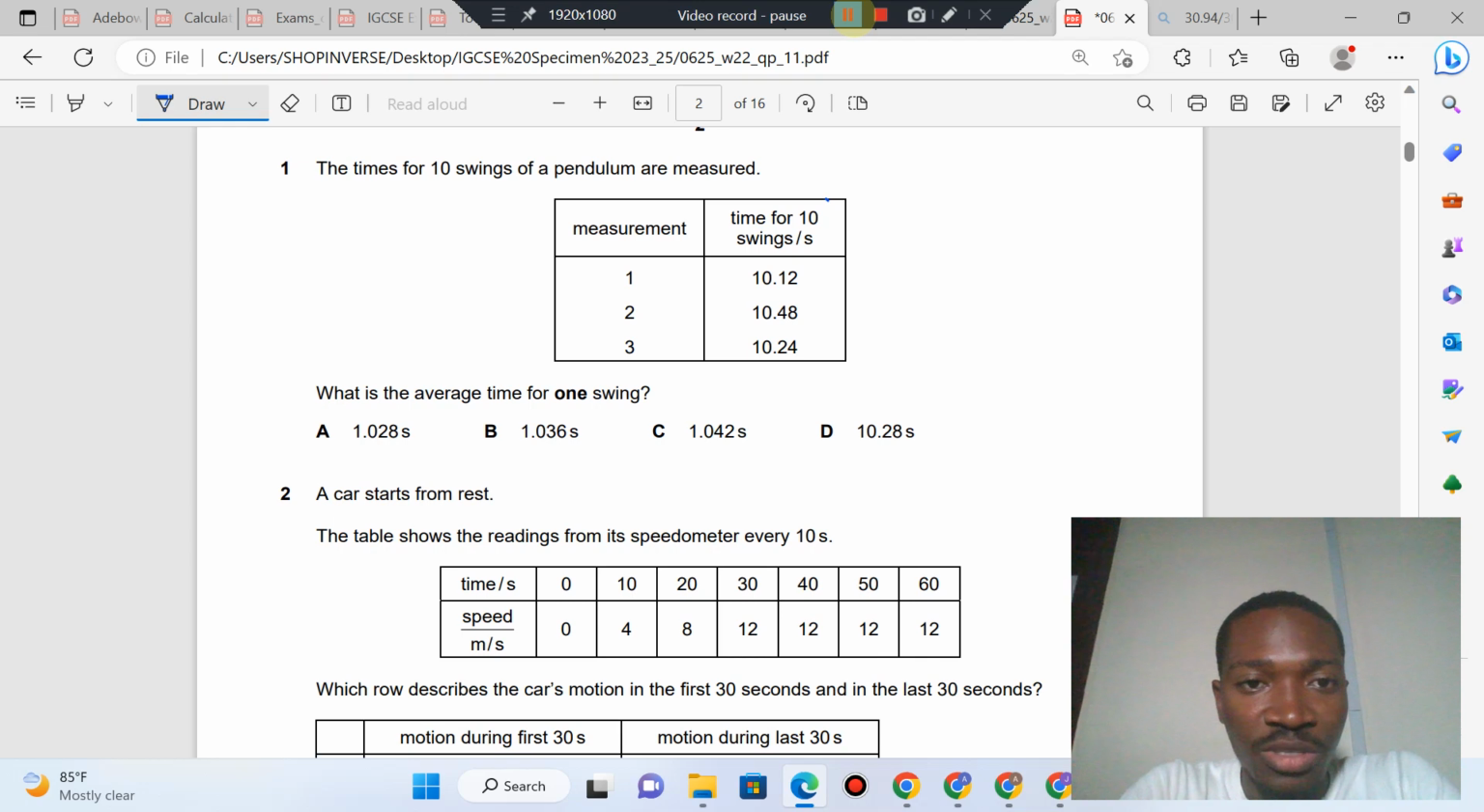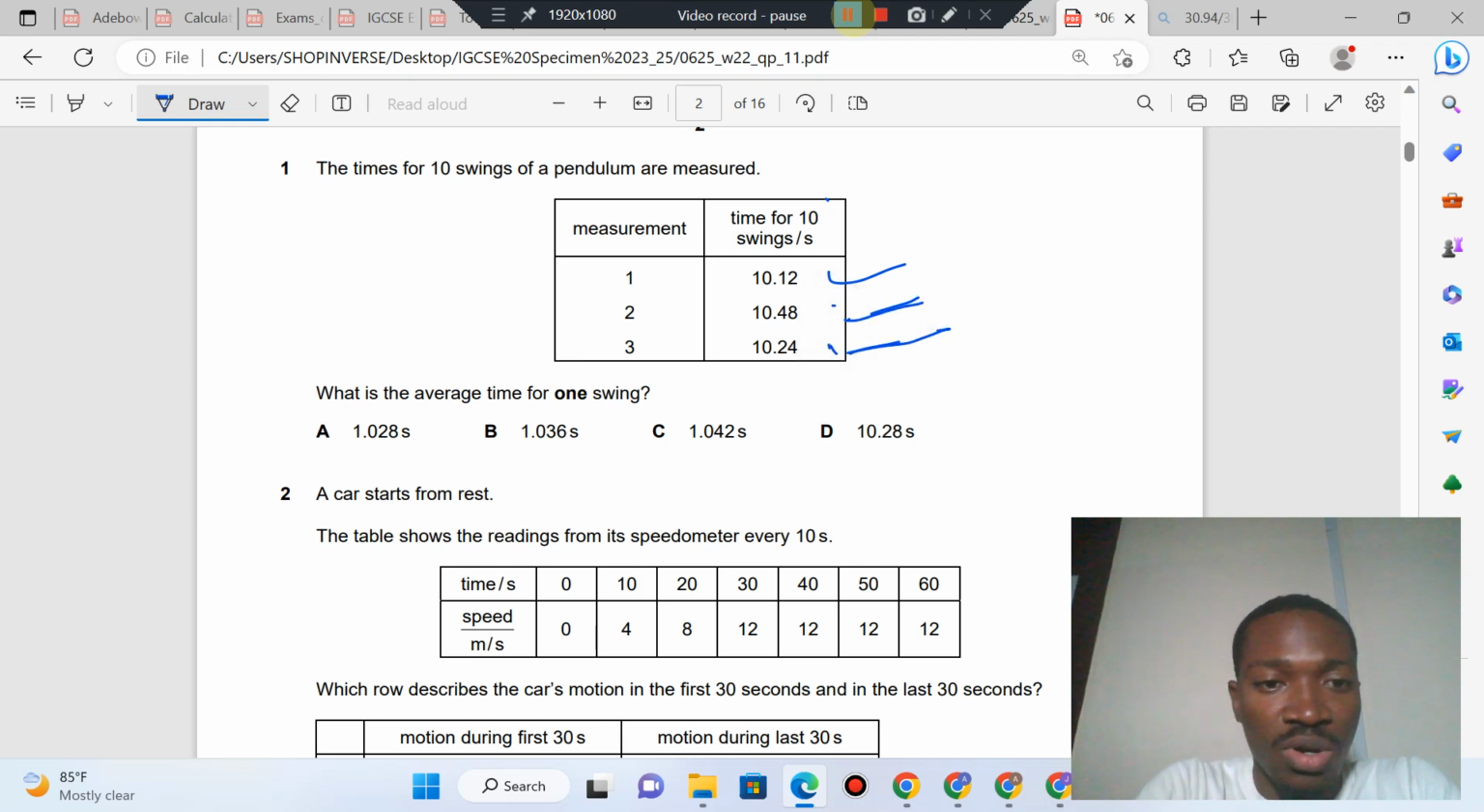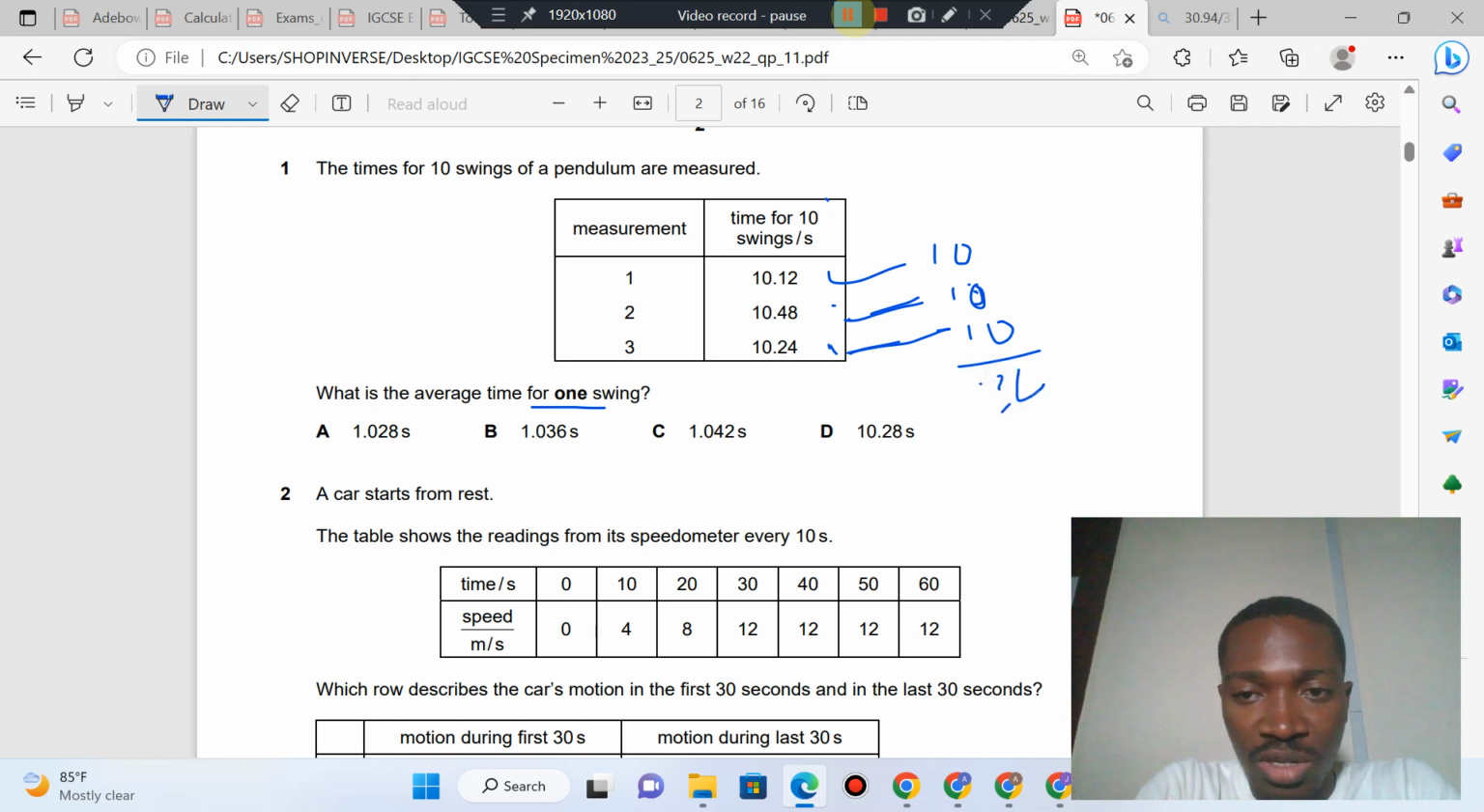The times for 10 swings of a pendulum are measured. So each of these represents 10 swings. The second one is 10 swings, the third one is 10 swings. Now you are asked to calculate what is the average time for one swing. Each of these is 10 swings, so the total for these three is 30 swings, right? Good. So if you add these three together, you get the total time for 30 swings.